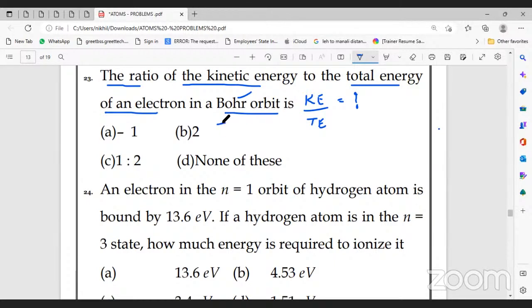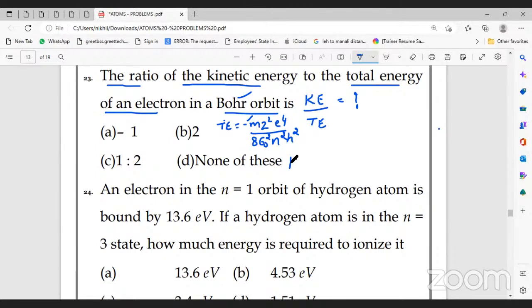Students, you know the formula for the total energy of the orbit, that is minus mZ squared e power 4 divided by 8 epsilon naught squared n squared h squared. You know that the total energy goes with a negative sign, which indicates that the electron is bound to the nucleus. That means you require energy to remove the electron from the hydrogen atom. So this is the total energy formula.